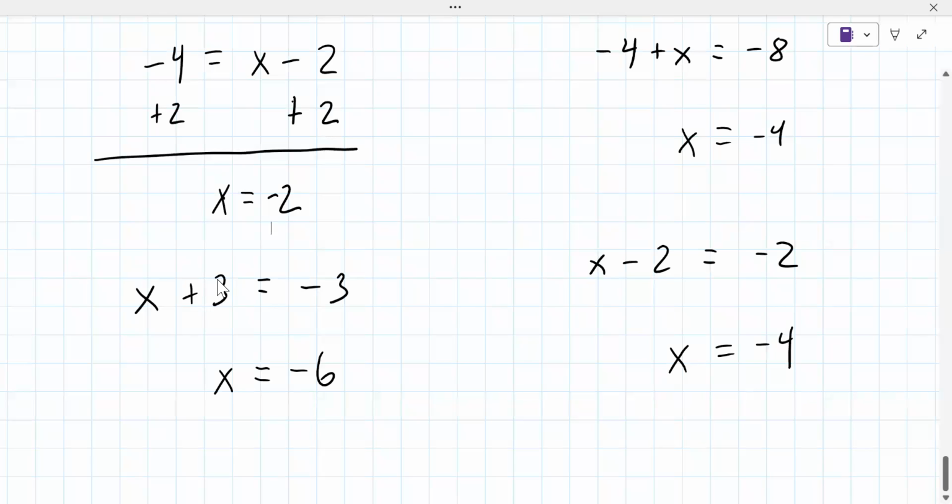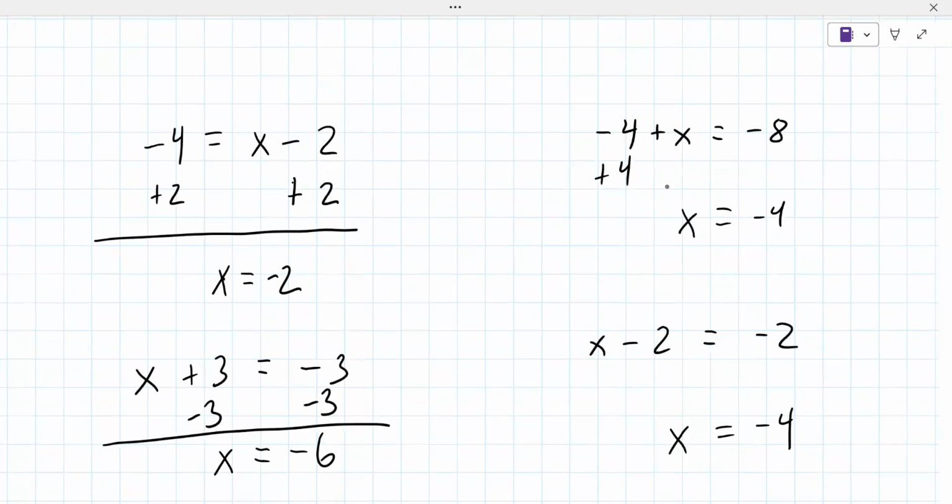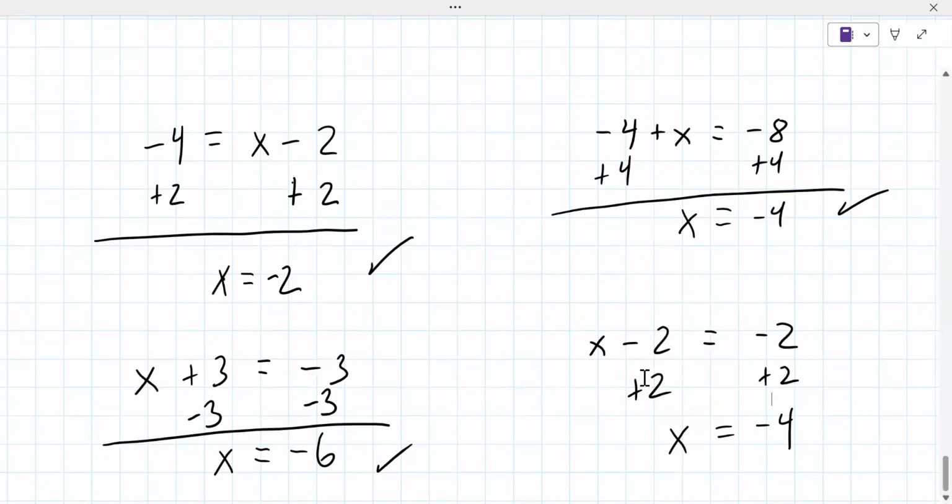Let's look at the next one here. Adding 3. You look at the side with the variable. You're adding 3. So you subtract 3 from both sides. And yes, that is -6. Good. Next one here, you're adding 4. That is -4. Now the last one, -2. Okay. You're adding 2. What should the answer be? It's not -4. It should be 0. Okay.